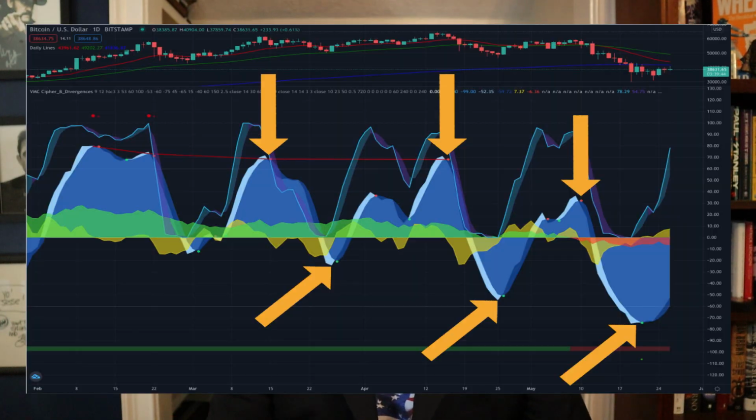Now, the most important markers are the green and the red dots. The green dots signify buy signals for sideways and upward trends, while the red dots signify sell signals. Now, it's important to emphasize that not all green dots are upward. That's really important.